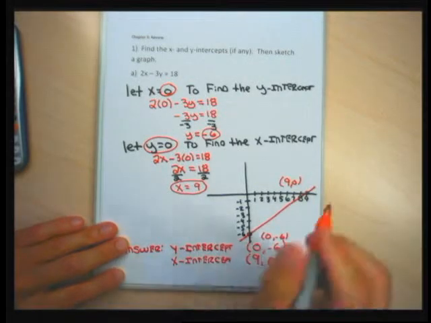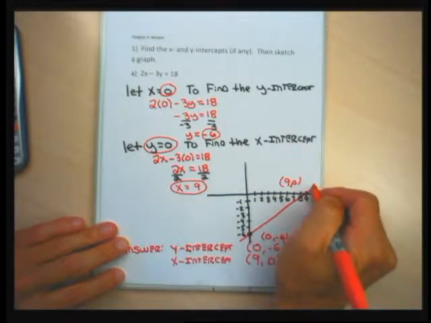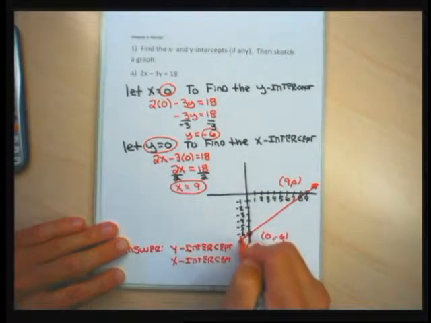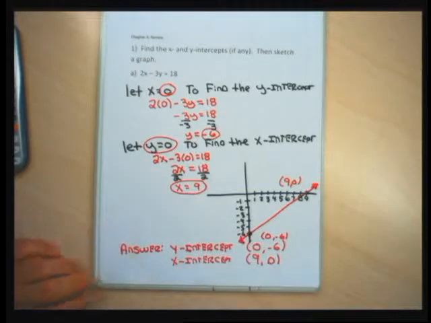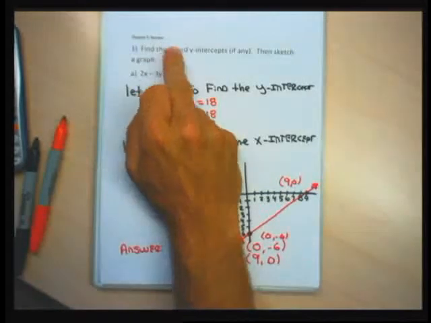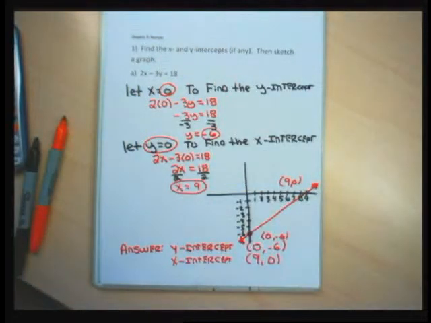and it would be nice if I put arrows at the end of my line to signify that the graph keeps on going, that it doesn't stop. But if you don't put the arrows in, it hardly matters. I wouldn't take points off. I don't give you points for having the arrows, nor take points off if you don't have the arrows. So that's everything. I found the x-intercept, I found the y-intercept, and I sketched the graph.